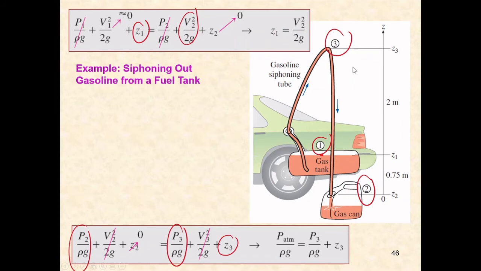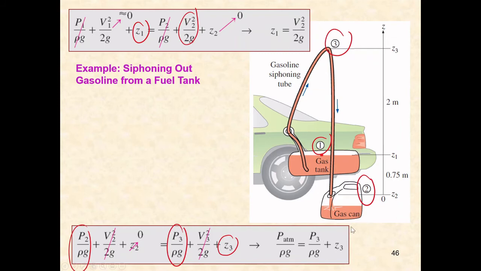And then now we have Z1 and Z2. If we use Z2 as a reference point, then Z2 can be cancelled out, and we are only left with Z1. So our equation can be simplified to Z1 equals V2 squared over 2g. This comparison allows us to have this equation, which can then be used to estimate the velocity at point 2.